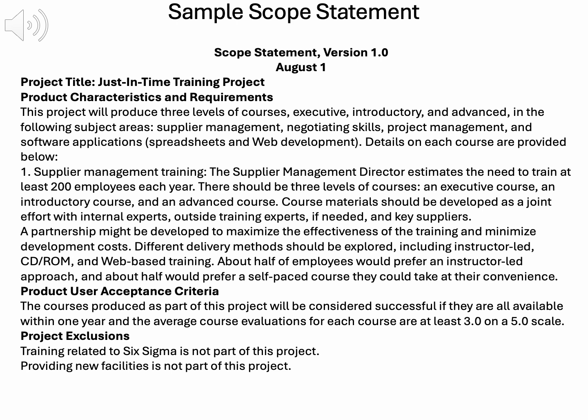The scope statement guides the just-in-time training project by defining boundaries and expectations. It communicates responsibilities, like HR conducting the survey, and provides a baseline for control. Regular updates, labeled as new versions, keep it current, preventing scope creep.